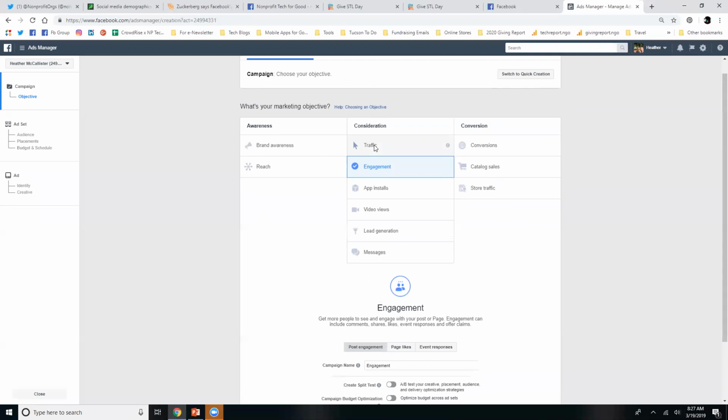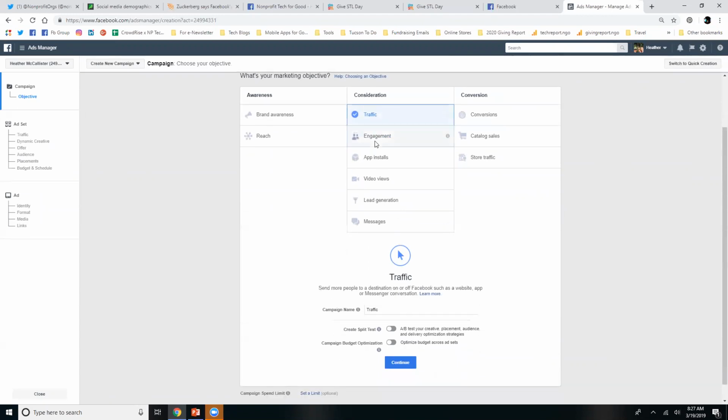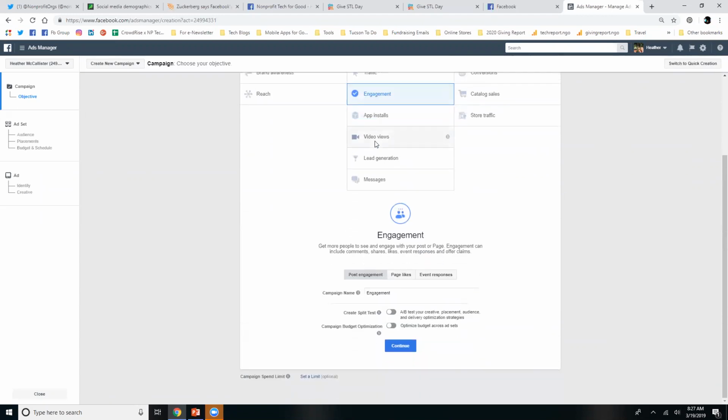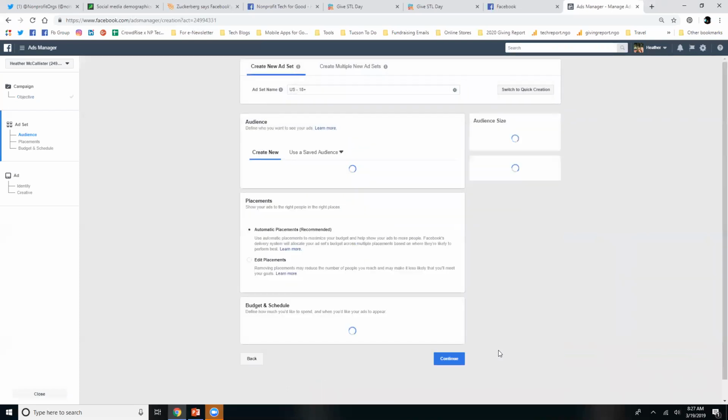I've tried traffic ads, and that's a little bit more difficult. The lowest I've ever gotten is 50 cents for a click through. I tend to stay with engagement, and I'll track the link to see if people are actually clicking through a Buffer link, and then I can track it. So engagement works quite well. You can name it Give STL Day 2019. You can do an A/B split.